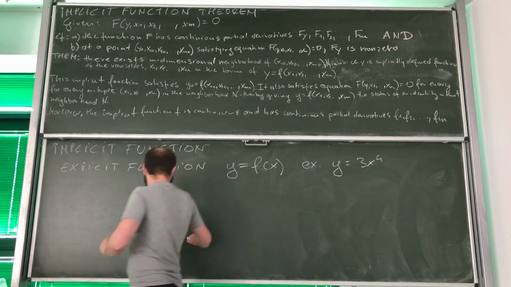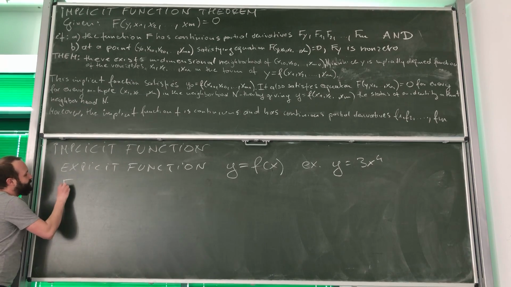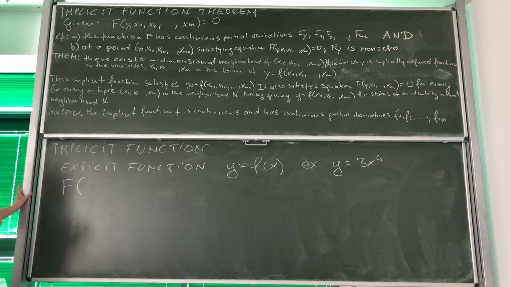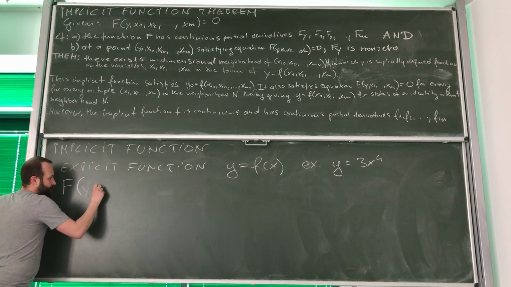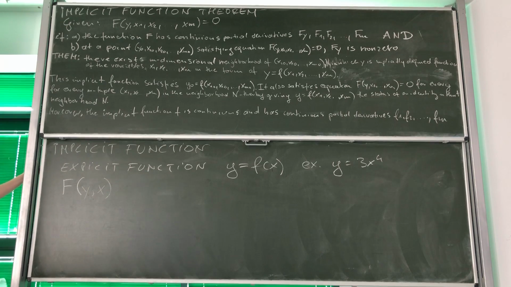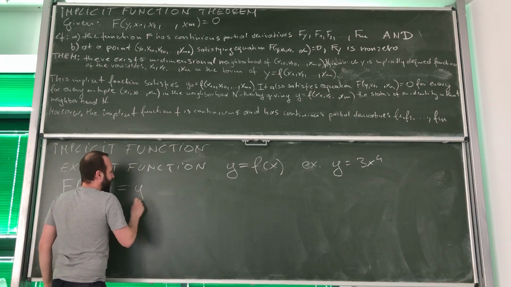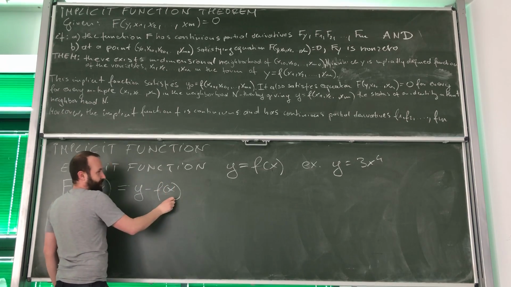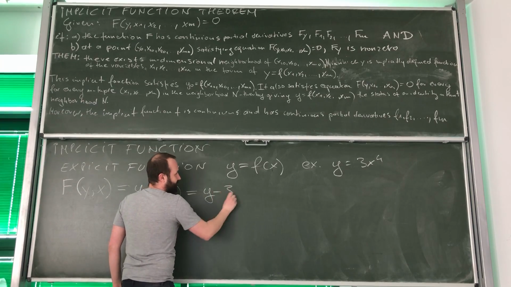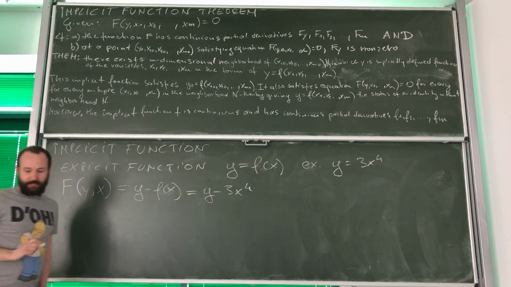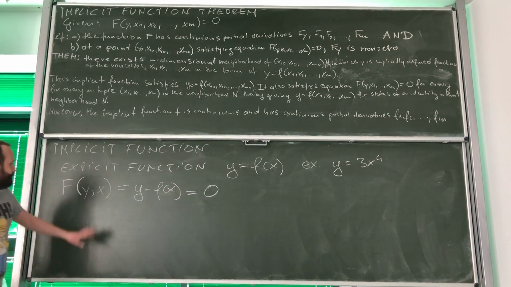However, we could write the same thing differently. Let's just say that we're going to use capital letter F to define a function of two variables, y and x. How could this function look? For example, y minus f of x, or simply put, y minus 3x to the power of 4 equals 0. Okay, let's start like this.